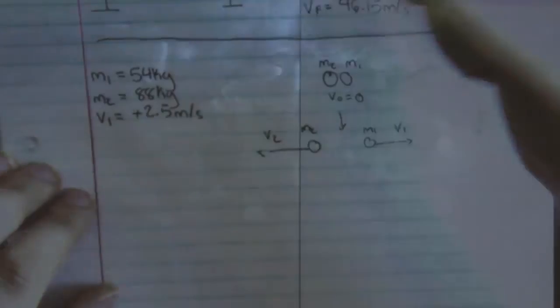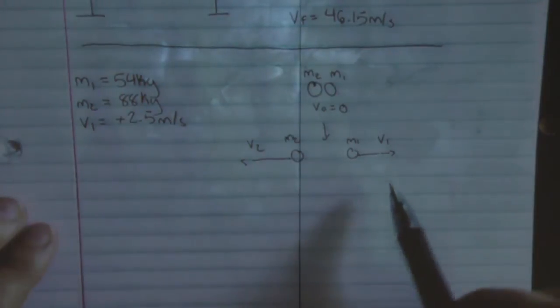So let's go back. All right, so we know the mass of our woman, which we'll say is mass 1, is 54 kilograms. We know the mass of our man, which we'll say is mass 2, is 88 kilograms. And we also know V1 is positive 2.5 meters per second. So since this is how we drew our picture, we drew our V1 going to the right. That means that we'll say this direction is positive. Cool?